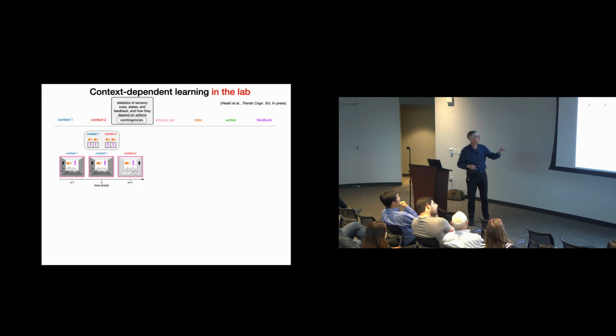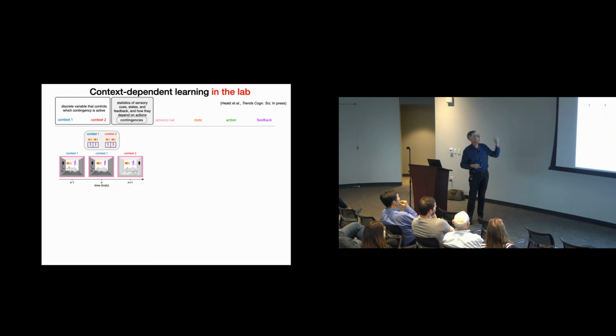Okay? So for example, here in a conditioning task, a contingency could be that when there's no sound, there's no shock, and when there's a sound, there's a shock. That's a fear-inducing contingency. But you can have a different contingency, one where a sound or no sound leads to no shock. That would be a fear-extinguishing contingency. So you can be in different contingencies at different times.